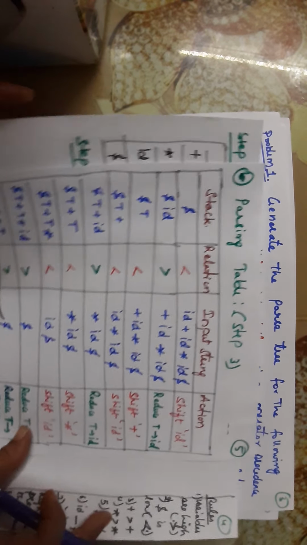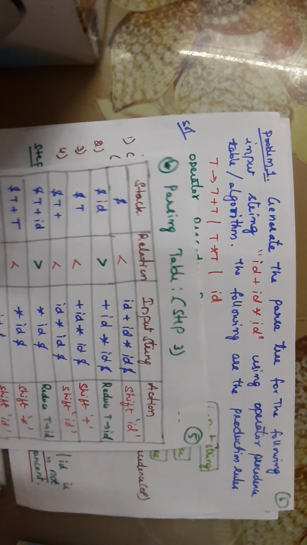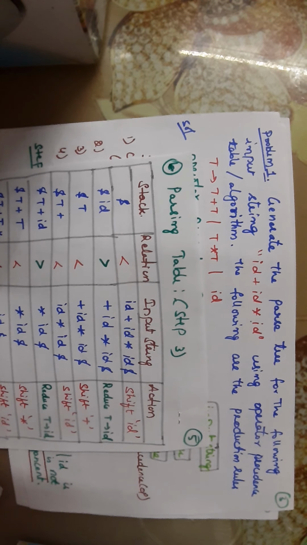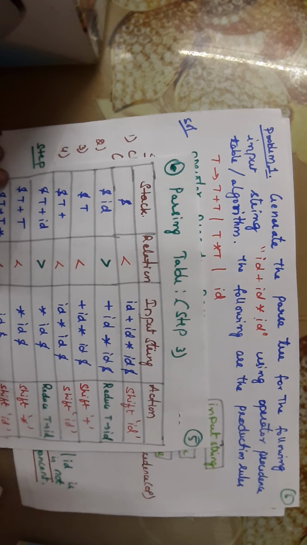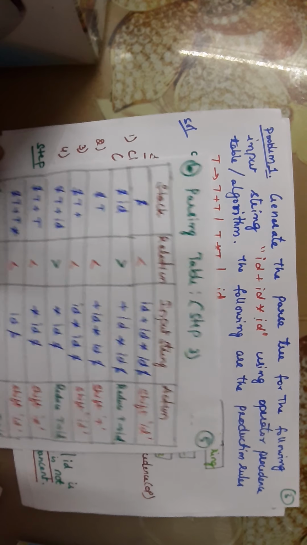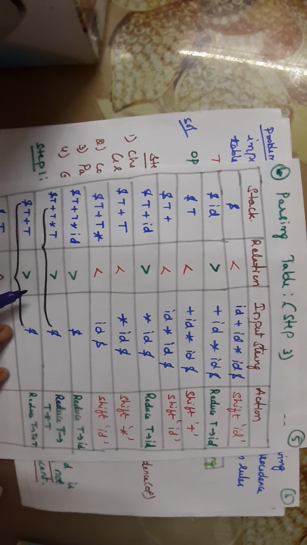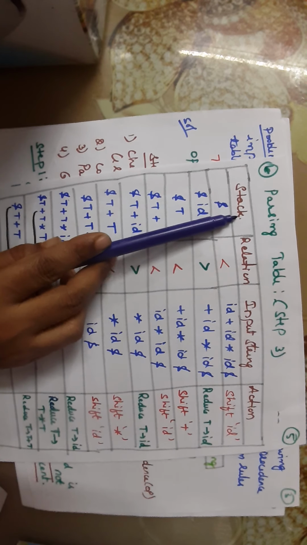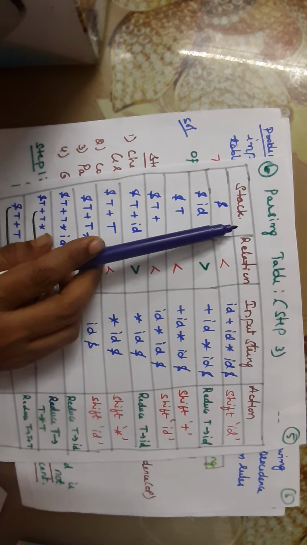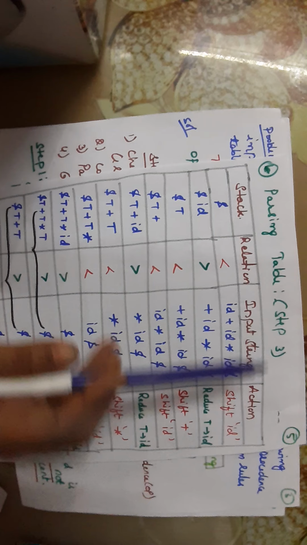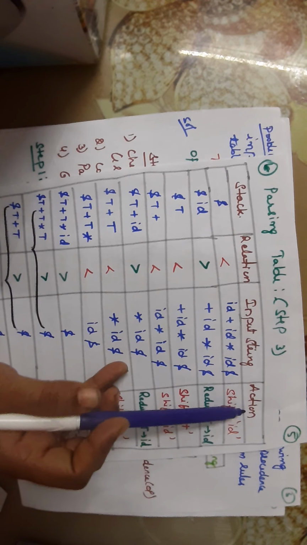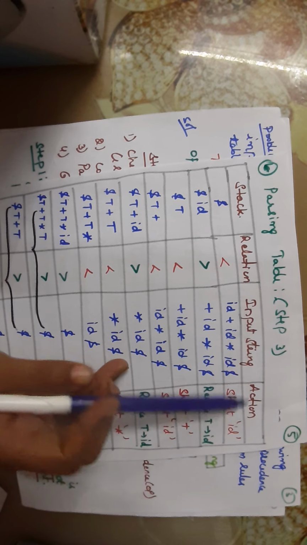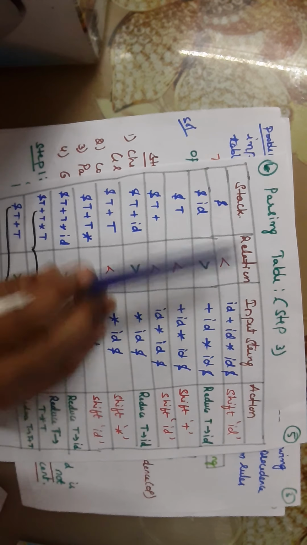So this is how we construct the parsing table here. Based upon these rules, we construct the parsing table for T plus T, T star T and id. Coming to the first one, this is how we write the parsing table. We have the stack, then the relation, then the input string, and then we also specify the actions we are doing in order to push the input string onto the stack.